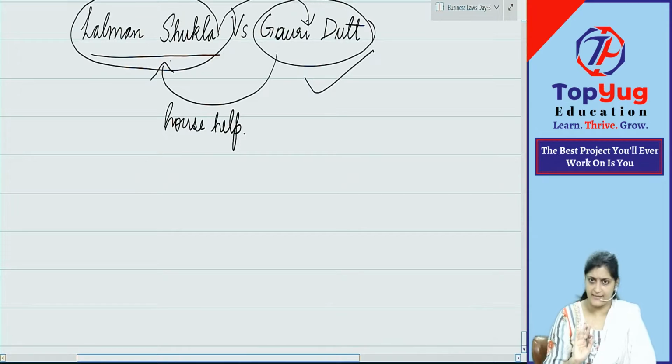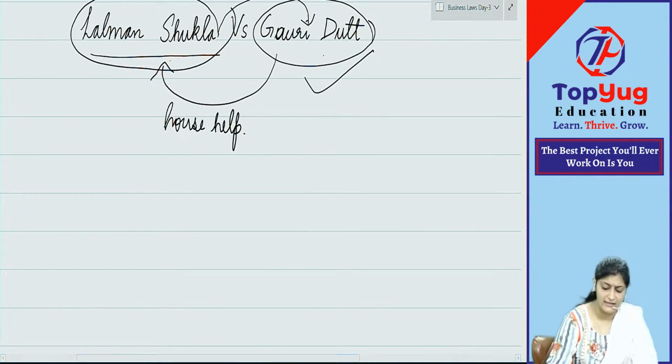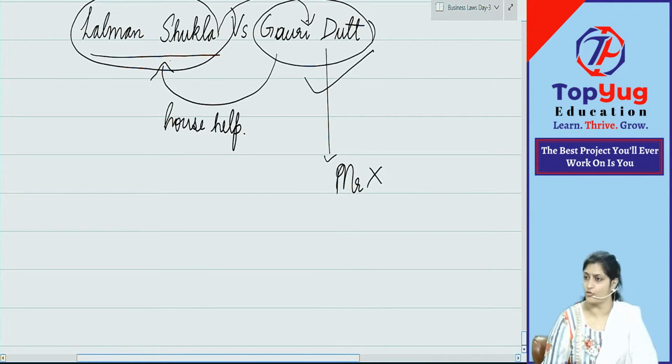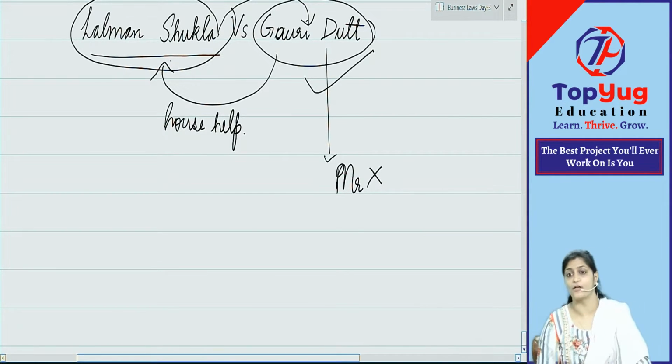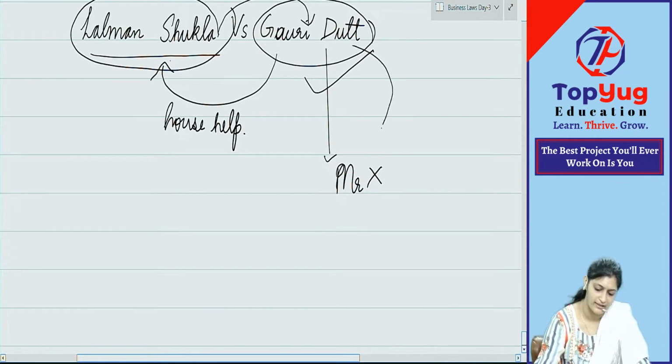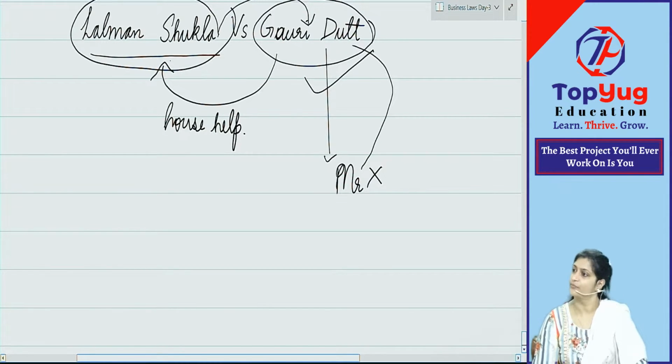Say in the same case, Gauridat gave the advertisement. After seeing the advertisement, say person Mr. X went and found the nephew. After seeing the advertisement, is Gauridat liable to pay Mr. X? Yes. Then there is a contract between Gauridat and Mr. X. Got this point clear?